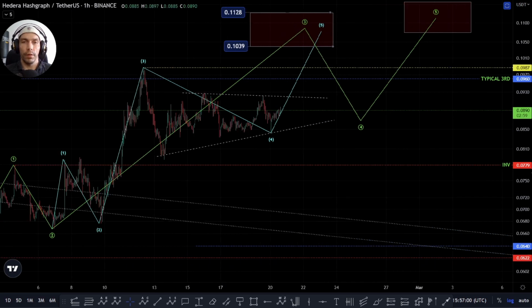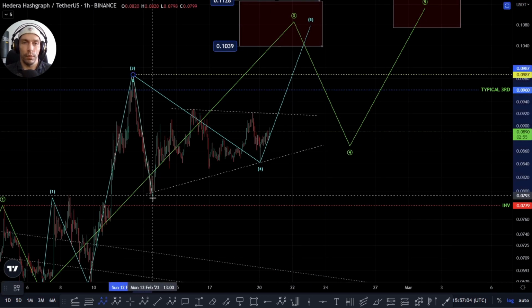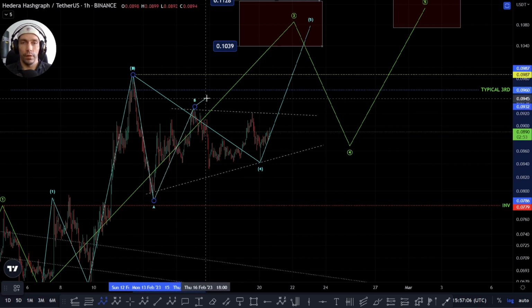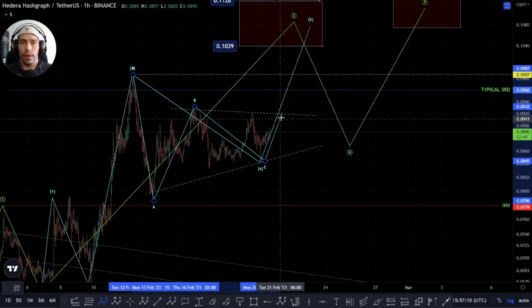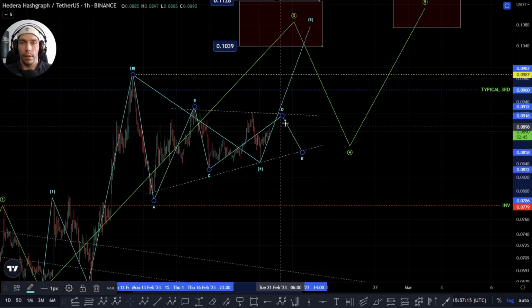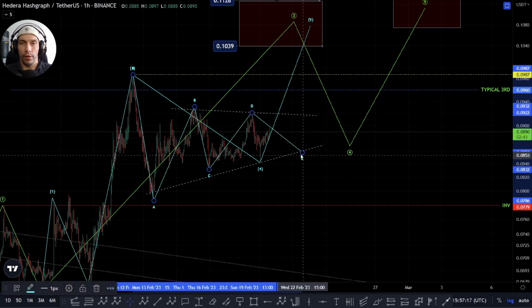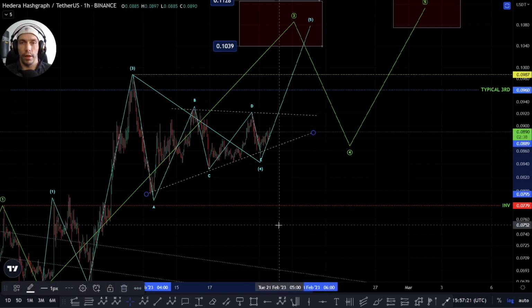If we were looking at this as a fourth wave triangle, we'd be looking at this as an A, B, C. So we can argue here that either C is here, we get a D and an E, or actually C was here, this was D, and this was E, which broke the trend line of the triangle.